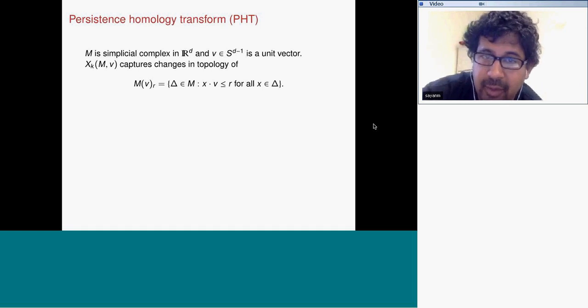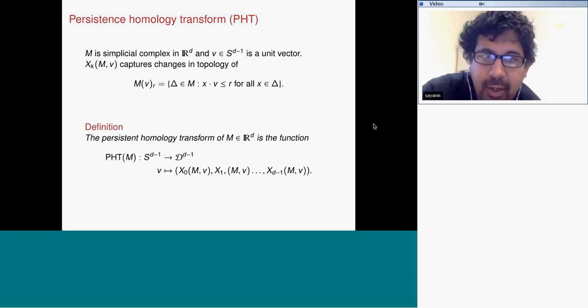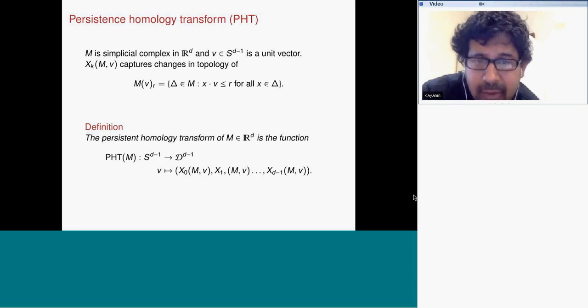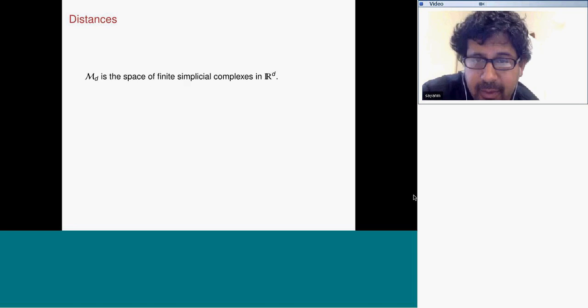So if I have an index r, the sublevel set as I go along the direction to the plane at height r, one can define the transform as a map to the persistent homology. Take the mesh of these directions on the sphere and then map it into a bunch of diagrams, and do this for various directions and for various dimensions. So X_0 is the 0th dimension, 1st dimension, and so on and so forth.